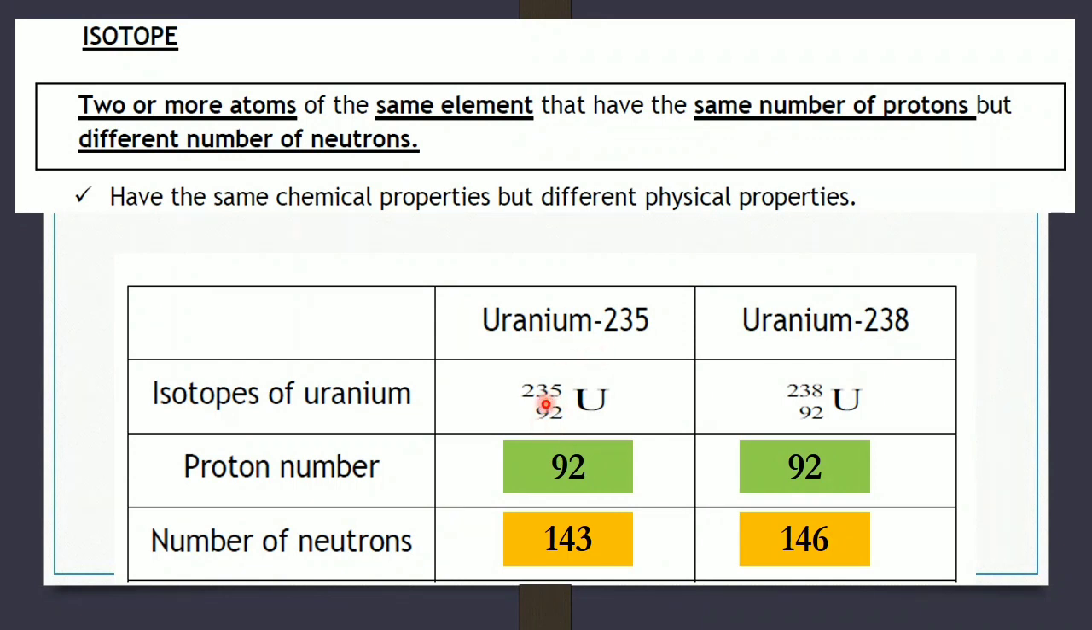So for 235, the proton number is 92, and for 238, the proton number is also 92. So they have the same number of protons, but the difference is the number of neutrons. So the number of neutrons is nucleon minus proton. So it will be 143 for uranium-235 and 146 for uranium-238.